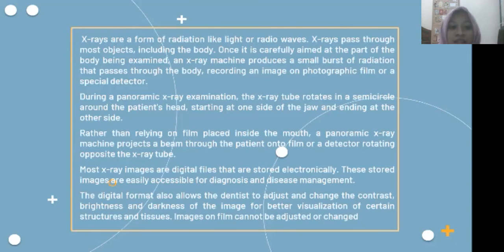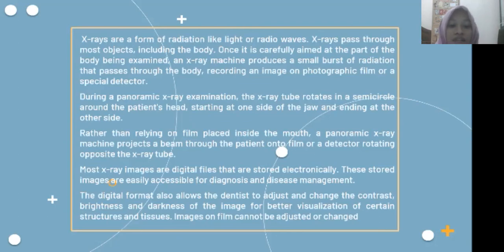During a panoramic X-ray examination, the X-ray tube rotates in a semicircle around the patient's head, starting at one side of the jaw and ending at the other side. Rather than relying on film placed inside the mouth, a panoramic X-ray machine projects a beam through the patient onto film or a detector rotating opposite the X-ray tube.